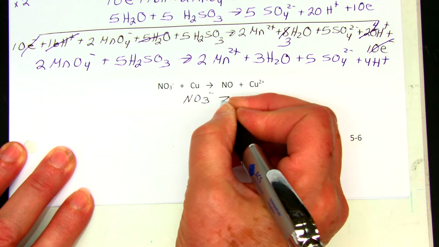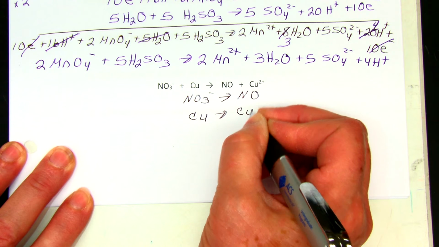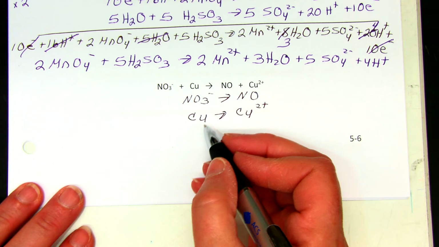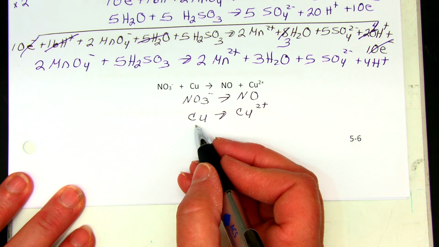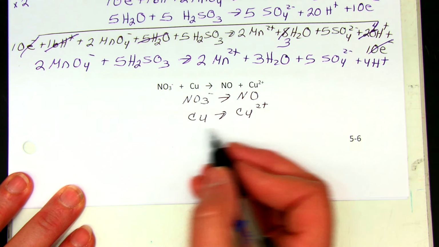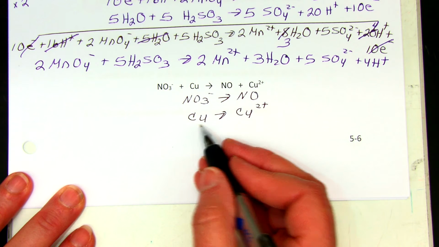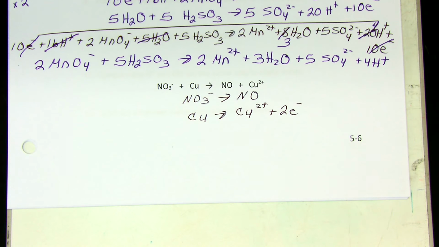NO3 minus yields NO, and copper yields copper 2 plus. I choose one half to start with. I'll start with copper. 1 copper, 1 copper. 0 oxygen, 0 oxygen. 0 hydrogen, 0 hydrogen. Charge is 0 plus 2. Add 2 electrons. I now have a balanced half. That was the easier half to balance because all I had to do was balance electrons.